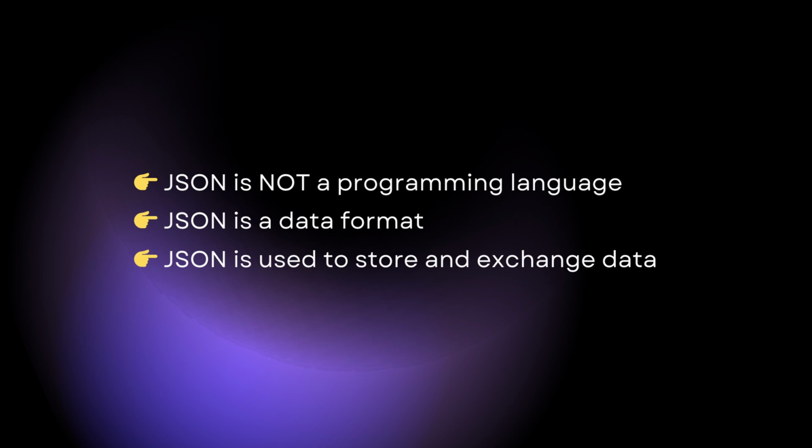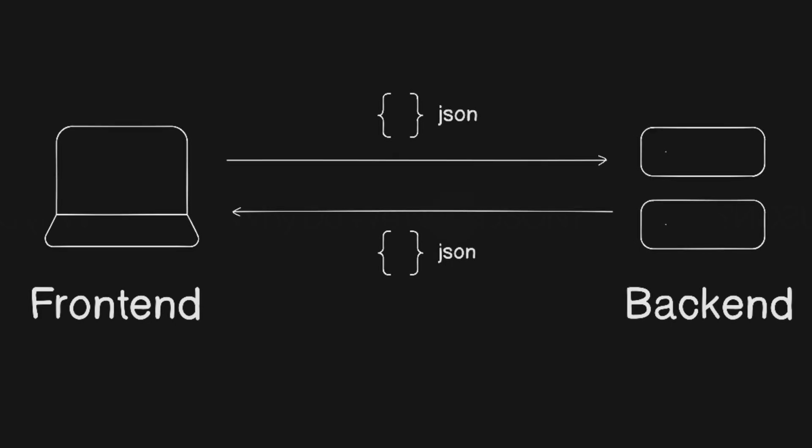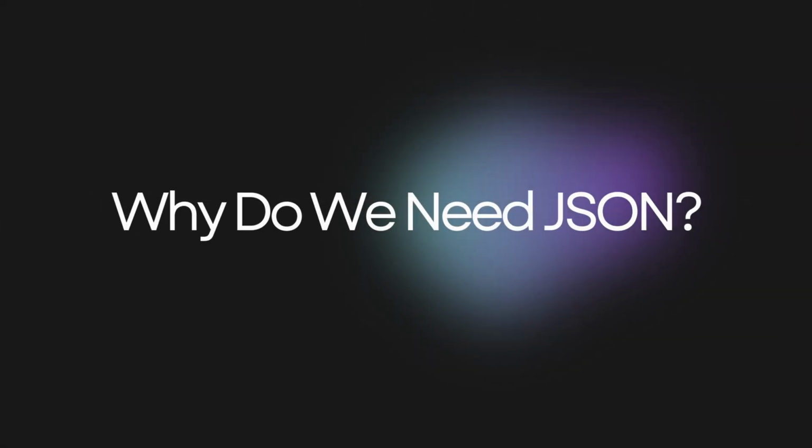For example, client and server. It is not a programming language, it is simply a structured, text-based way to represent data. JSON is widely used because it is easy to read for humans and easy to process for machines. So it is mainly used to transfer data between frontend and backend. So why do we need JSON, or what problems does JSON solve?